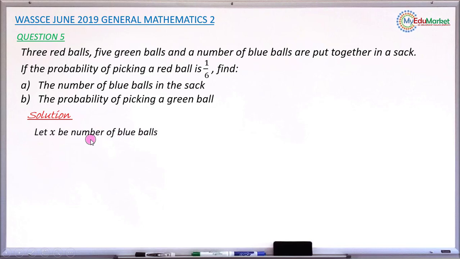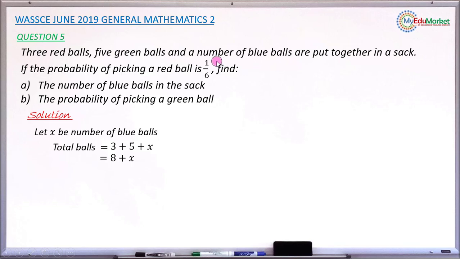What we do first is to let X be the number of blue balls in that very sack. So we are asked to find this X, question A. If X is the number of blue balls, which means the total number of balls will be equal to the 3 that were red plus the 5 that were green plus the X that were blue. So I'm going to add the 3, 5, and the X. And this addition, 3 plus 5, gives 8. Then you have 8 plus X. So this is an expression that represents the total number of balls inside this sack.